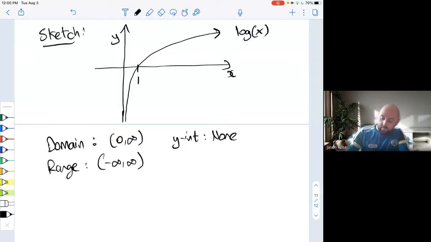Y-intercept is none. X-intercept is (1, 0). I'm not really going to mention the asymptotes on the page here. I think they're in the book, but we didn't cover asymptotes in this course.